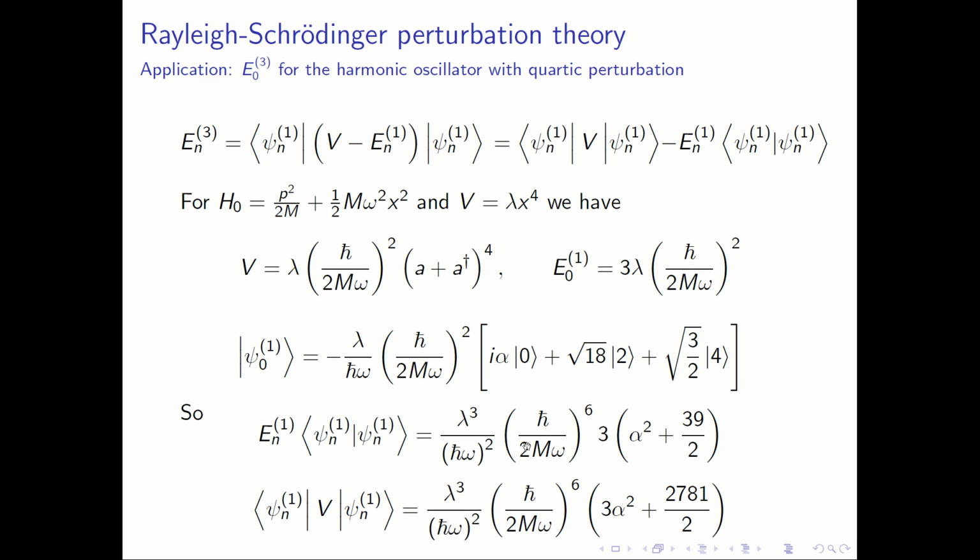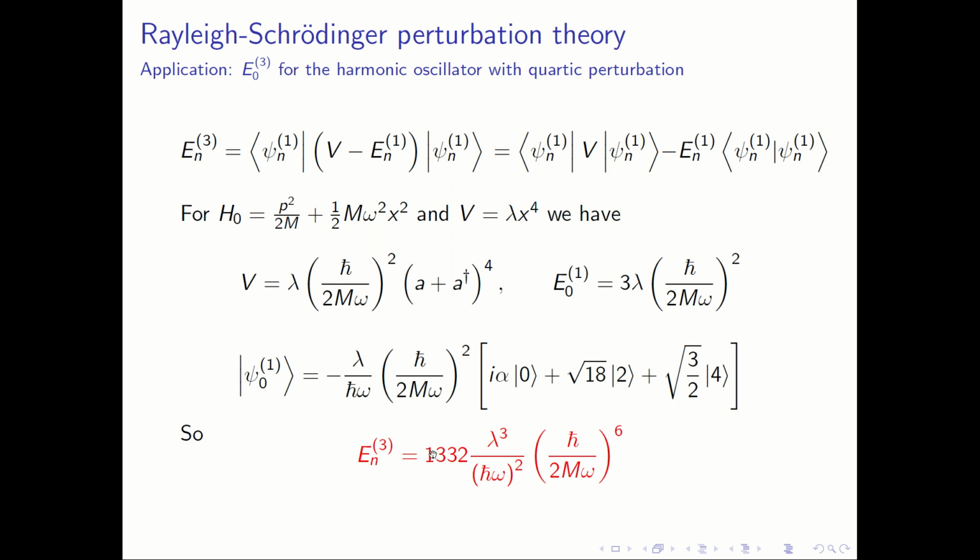The great thing here is that the alpha dependence in both this one and this one are exactly the same. So when you subtract the 2 to get En3, the unknown term alpha just drops out of the calculation. And when you subtract this, you get the third order energy correction. It turns out to be this. So it's a pretty straightforward, though somewhat lengthy calculation to get the third order energy correction.